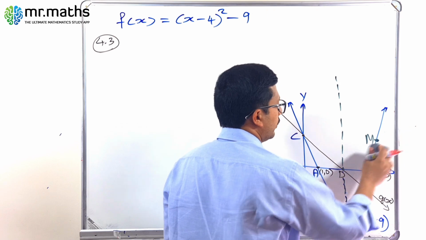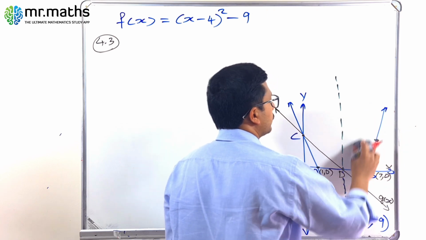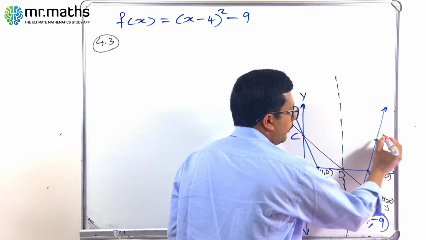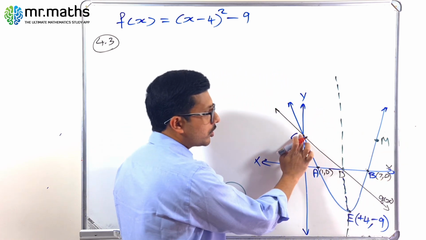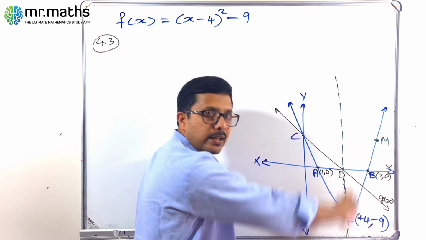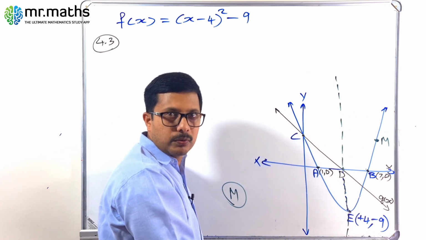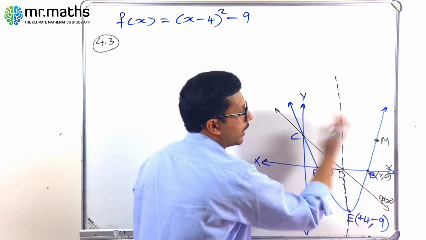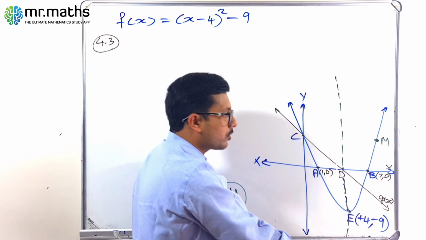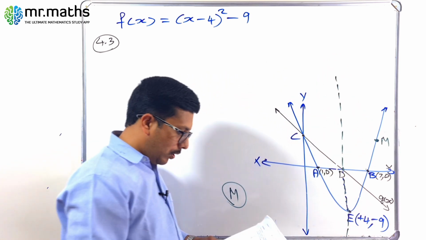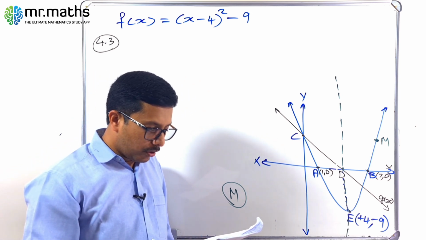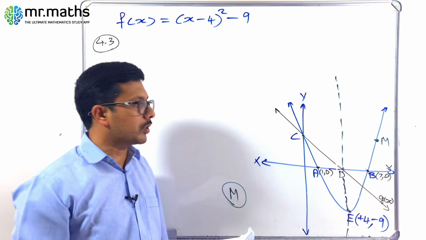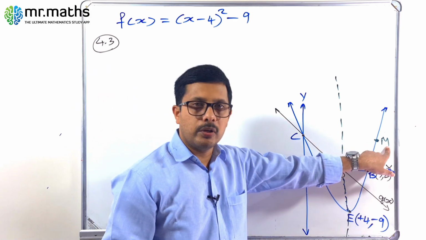Let me erase this F. So M is the reflection of C based on the axis of symmetry. Do you understand now? This is the axis of symmetry. Now what is the question? Write down the coordinates of M. You have to find the coordinate of M. What is the x value and y value of this one?